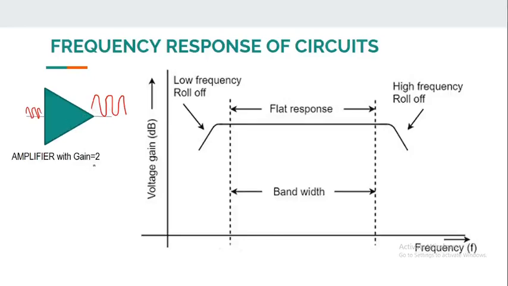Simply saying an amplifier has gain 2 does not complete the specification of an amplifier. We will have one more specification called its frequency response, or how it will respond to different frequency sine waves. Frequency response is a graph with frequency on the x-axis and its response or parameter on the y-axis.